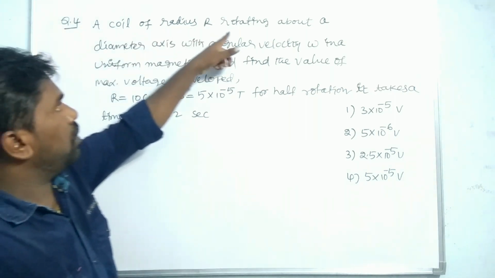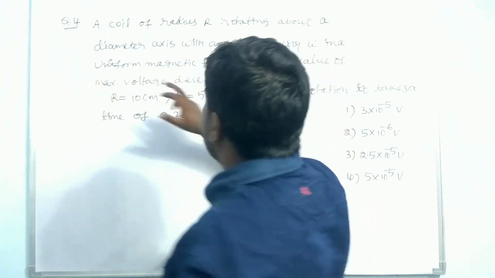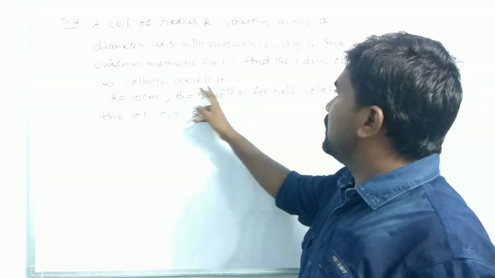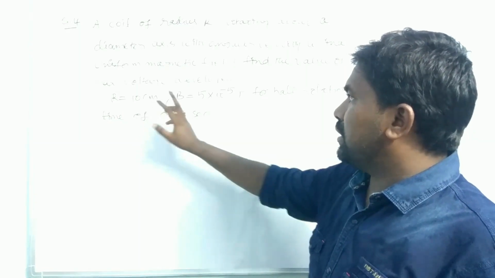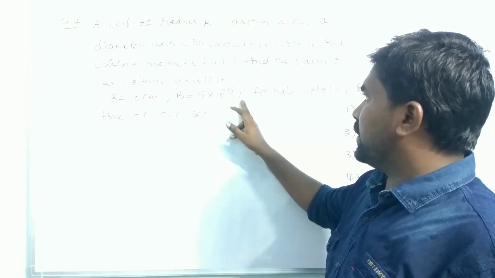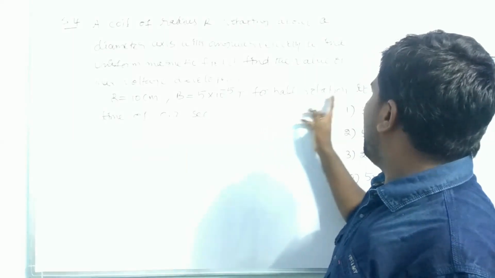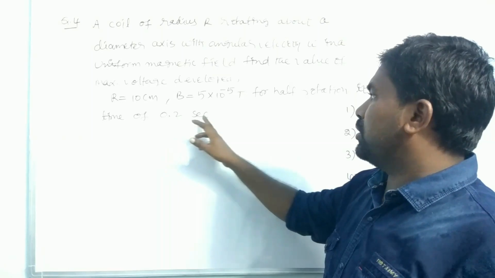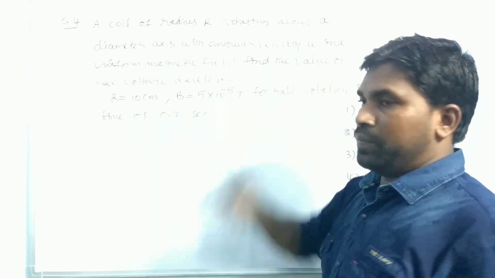A coil of radius r rotating about a diameter axis with angular velocity omega in a uniform magnetic field. Find the value of maximum voltage developed, where the radius is 10 centimeter, the magnetic field is 5 into 10 power minus 5 Tesla. This is the MKS unit and this is the CGS. For half rotation, it takes a time of 0.2 second. Now we have to find the maximum voltage developed.